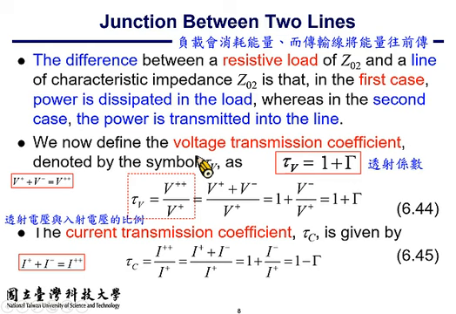And down below is the definition of current transmission coefficient. Again, I would suggest you to skip this part, all right? Because it may confuse you, okay, but the voltage transmission coefficient and the voltage reflection coefficient is sufficient for you to solve for transmission line junction problems. Okay, so we just need to memorize the transmission and reflection coefficient in terms of voltage.